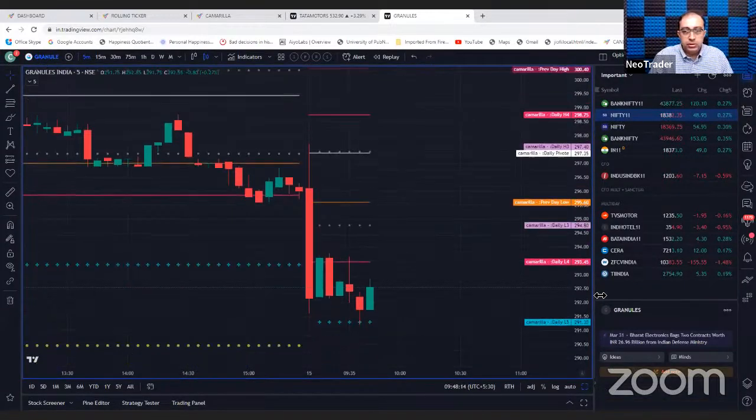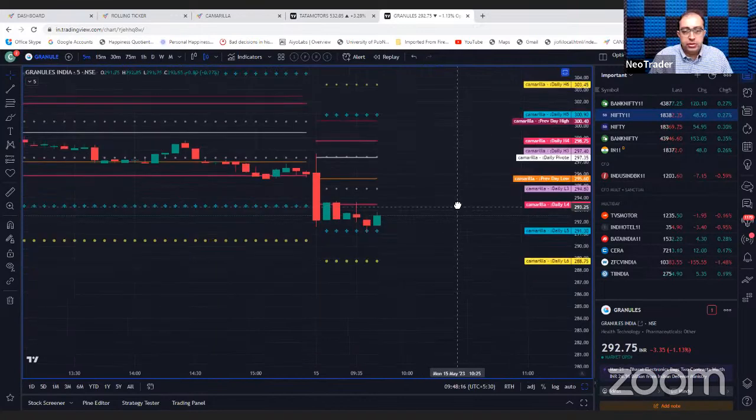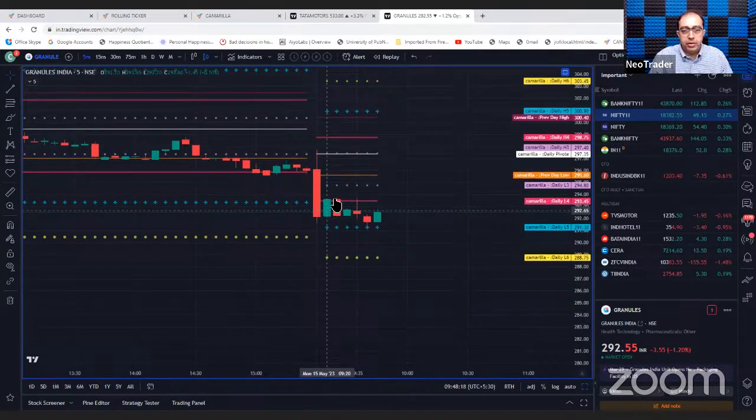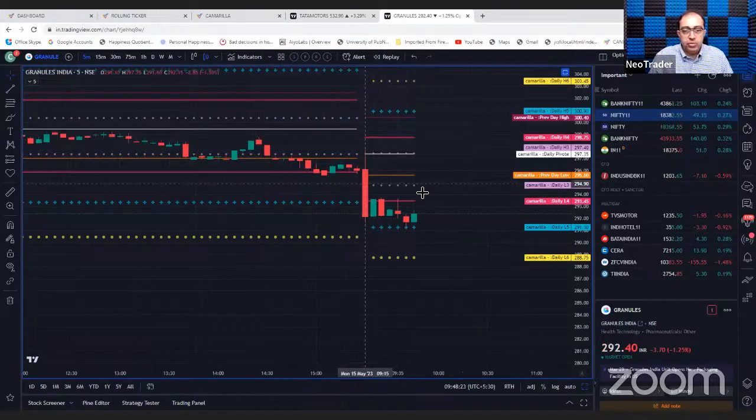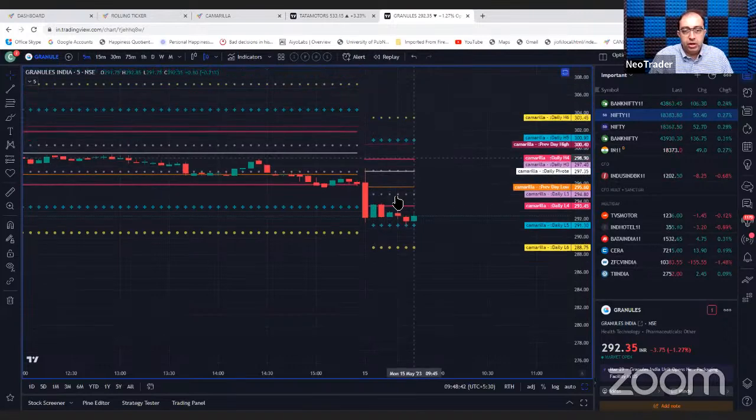You can see here Granules has opened below L4 and then there is pressure to the downside. So this stock seems to be pressured. Here you can see that it has moved below L4 and the stock is pressured. In such a case, your immediate stop loss will have to be above the pivot, and then you have to take the trade, and then you have to trail the stop loss.